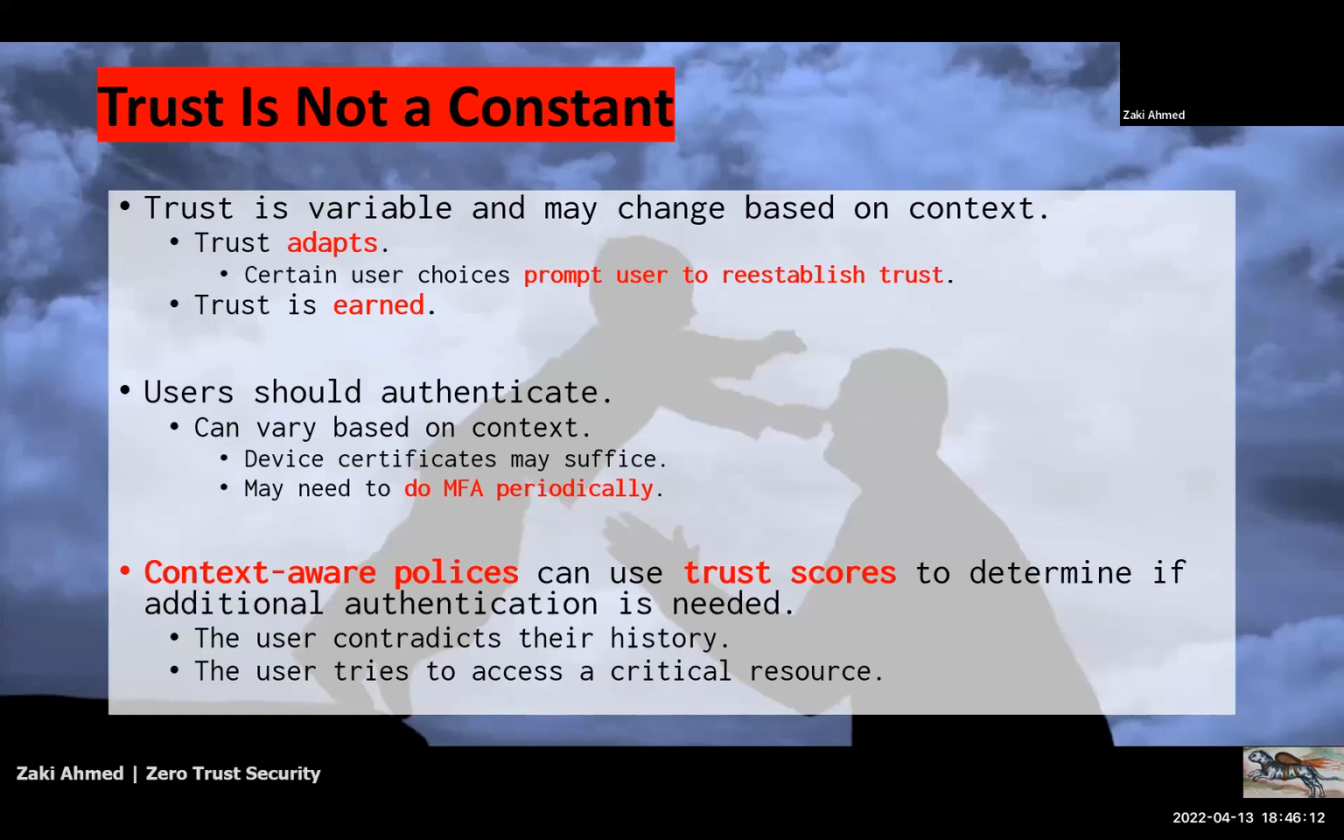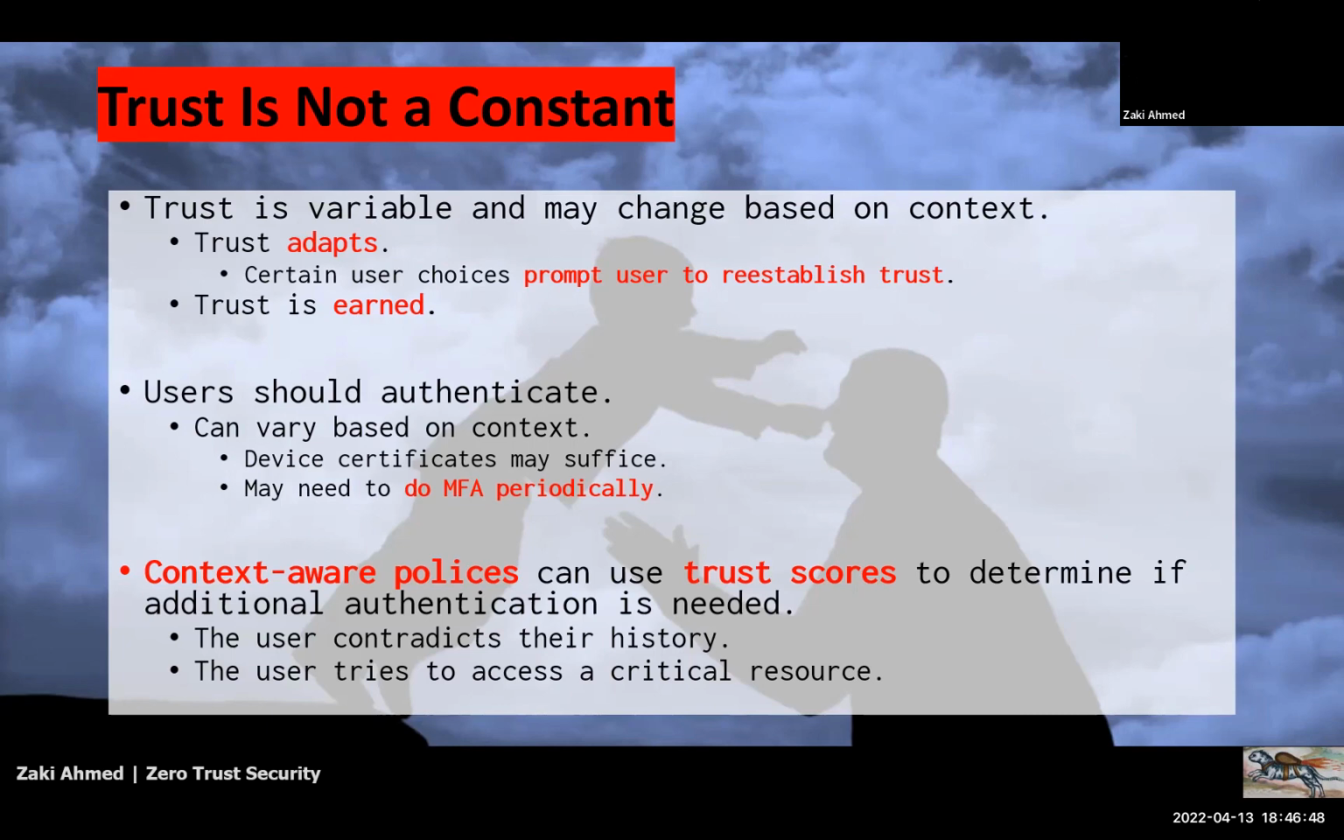So trust in ZTA is not given blindly, rather it is earned. Trust is a variable in ZTA that can change depending on the context. It adapts based on certain user choices. So authentication of the user is based on context. Sometimes a device certificate is enough, and sometimes you have to do multi-factor authentication depending on the context. And context-aware policies can use trust scores to determine if additional authentication is needed.